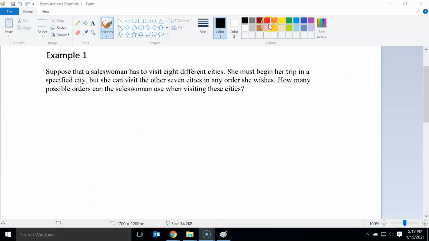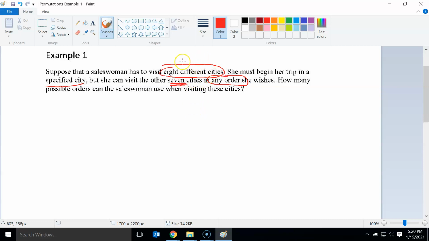Okay, so let's start off by making some notes here. It says that she's visiting 8 different cities, but soon after that, it says that she's going to begin the trip at a specified city, and that only the remaining 7 can be in any order.